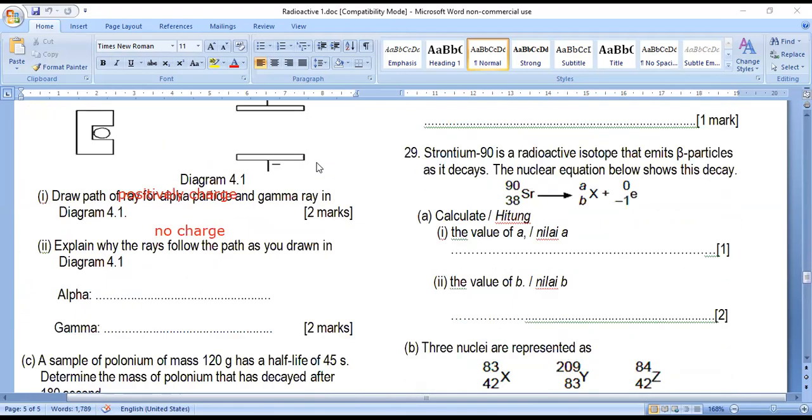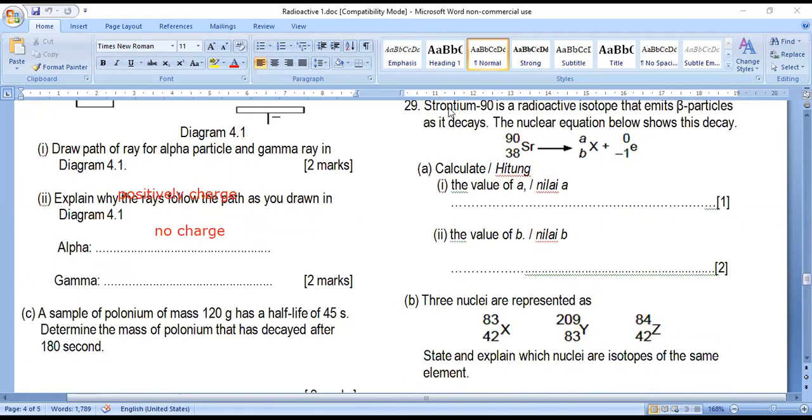Okay. We look at number 29. Strontium-90 is a radioactive isotope that emits beta particles, and it decays. The nuclear equation shows the decay. So find the value of A. A will be 90 and then B will be 39.